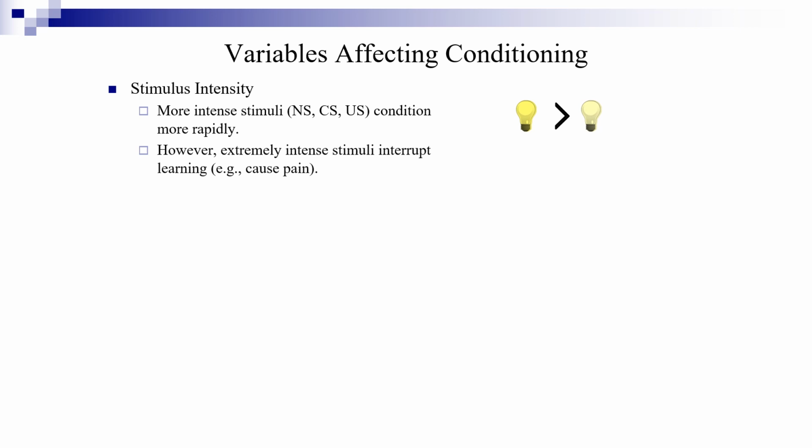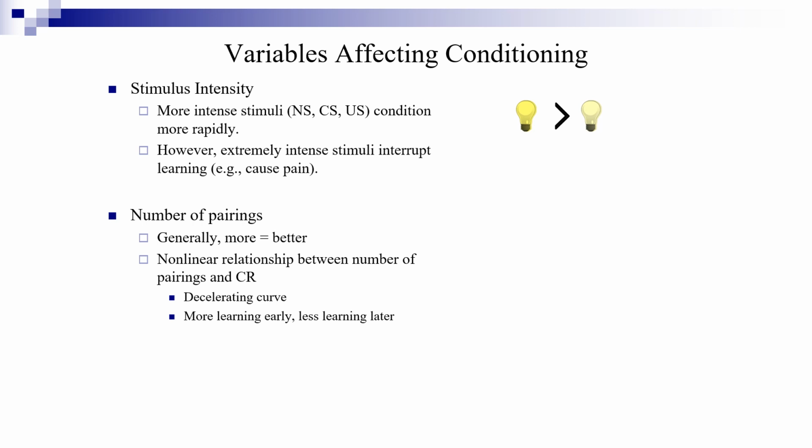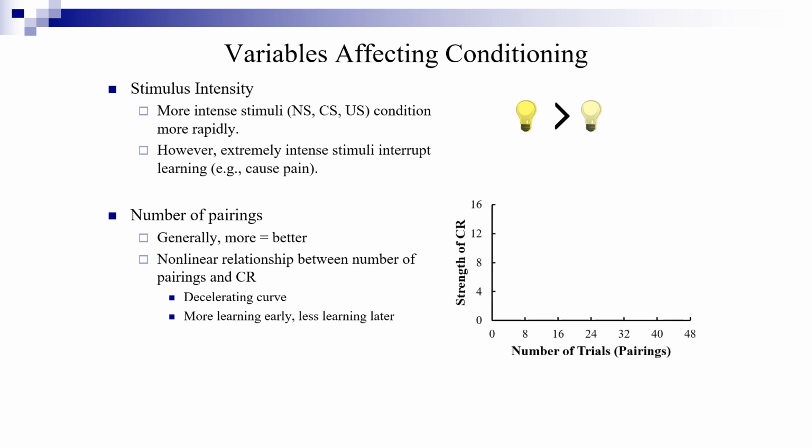Also, number of pairings, generally more is better. So more pairings of the conditioned stimulus with the unconditioned stimulus will have a stronger relationship that develops there. And we also see what we call a nonlinear relationship between the number of pairings and the strength of the CR. So here we have strength of CR as a function of number of trial pairings. And what we get is something like this. We see what we call a decelerating curve. So we see more learning early, so that's why we see a very steep slope here and less learning later.